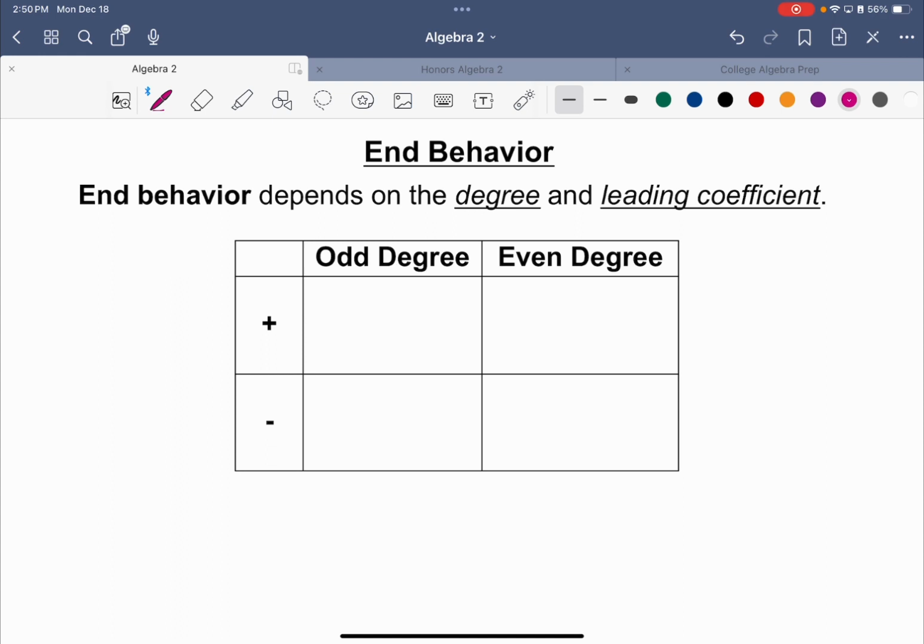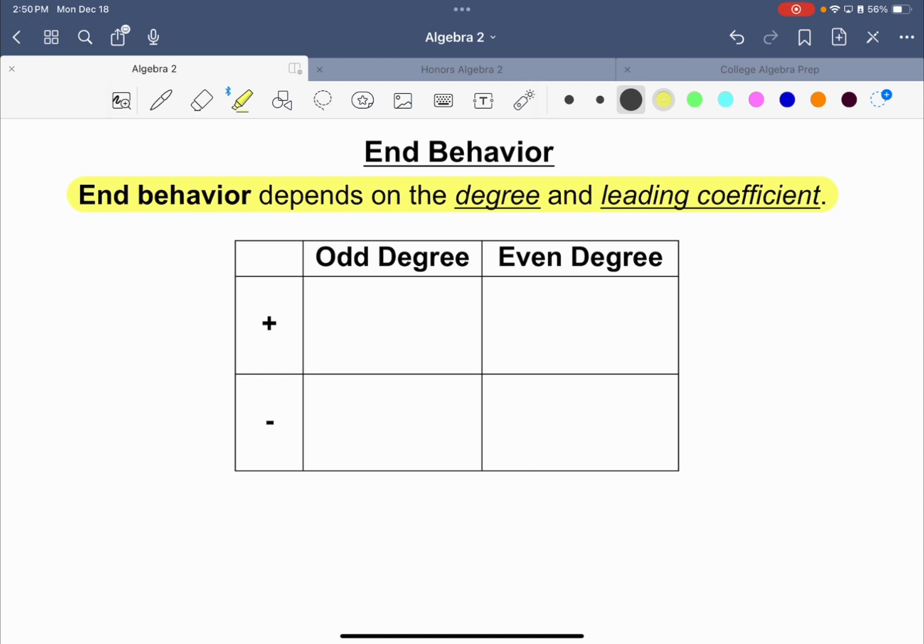I think this was day 1. We talked about those different end behaviors, and this was actually on your quiz. Here's just a different way to look at them and maybe a little bit of an easier mode than the last time we put these in your notes. But remember that end behavior depends on your degree and the leading coefficient.